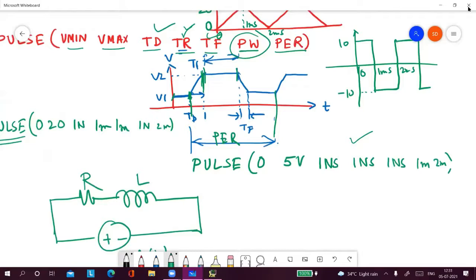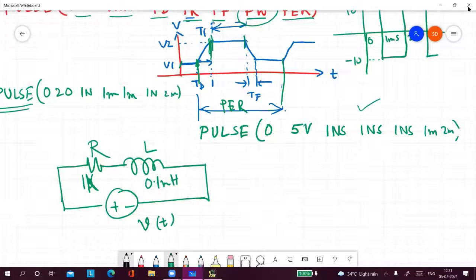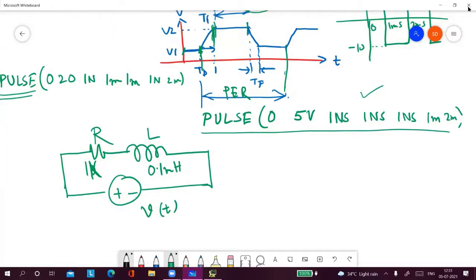Let R be 1 kilo ohm and L be 0.1 millihenry. Now what will be the program? The only thing I have to write, instead of V1 10 DC, is a pulse. The rest of the program is the same. Now what will be the nature of the response?